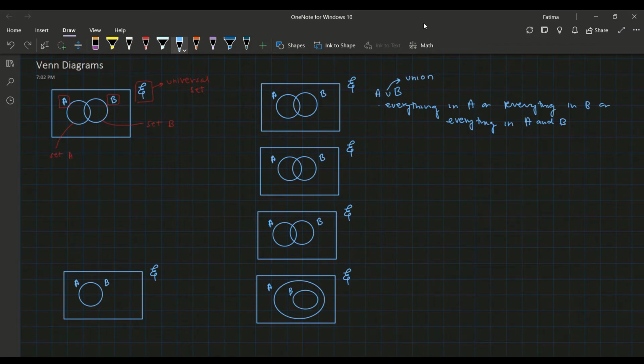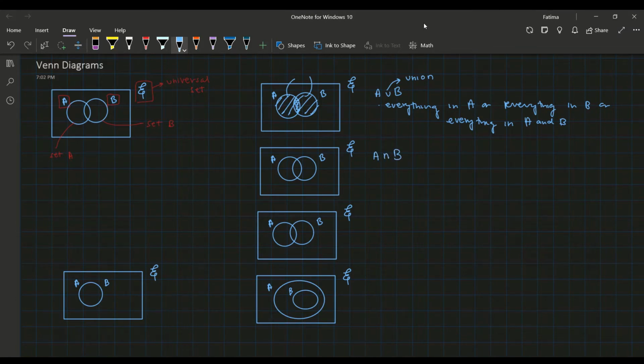So what I mean is, if you would be asked to shade this area on a Venn diagram, it would be this region over here, because not only does it include set A, set B, but also the intersect or the common region. Now moving on, we'd have A intersect B.